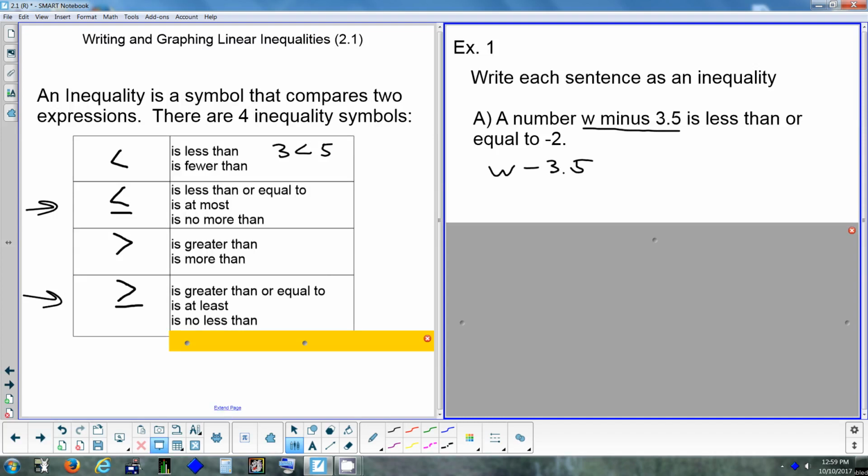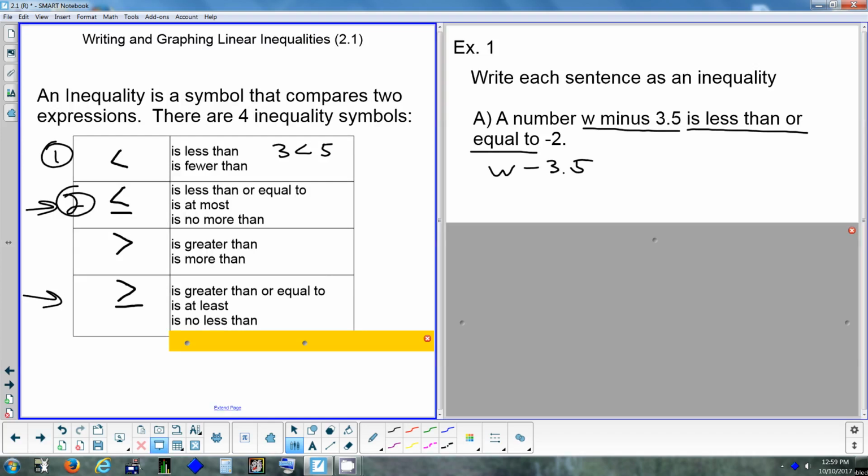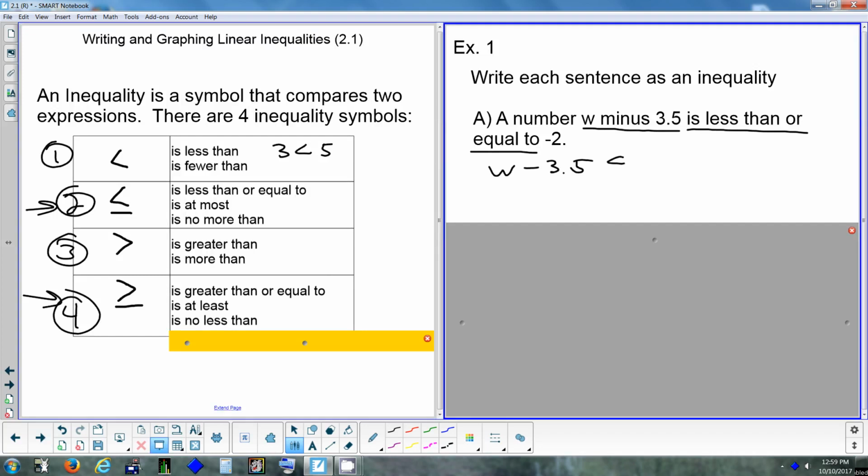And now the next phrase is less than or equal to. We'll just call these symbols 1, 2, 3, 4. Which symbol would I use here? Yeah, symbol 2, less than or equal to. And then negative 2. Now, do the directions say to solve that? No, it just says write each sentence as an inequality. We're done. Later, we're going to look at how we would solve that, but not now.